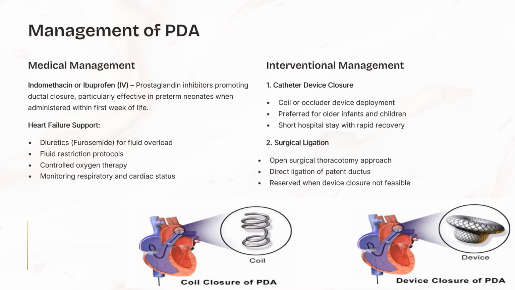Then if this catheter device closure is not possible, then we need to go to surgical ligation, an open surgical thoracotomy approach, or direct ligation of the patent ductus is also possible.